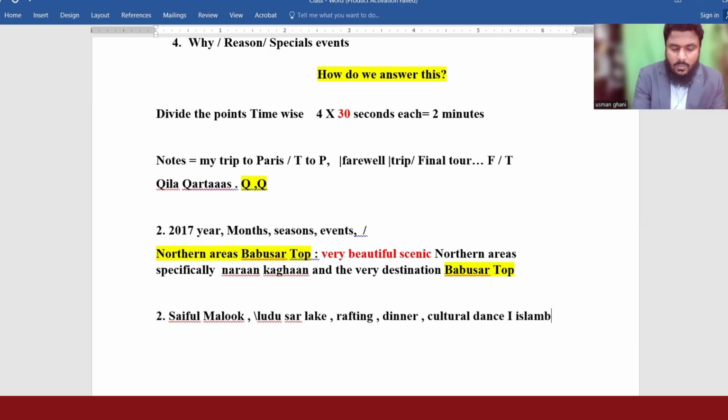Now what is necessary to be understood over here is you are not supposed to write details here in the points. You just have to write a few words. For example, you can say Ludosar Lake, you can say Ludo and Lake, for rafting you can say RAF, and for dinner you can write D only, or you can make some notes or signs which will make you remember that this is something you were to talk about. Then dinner and cultural dance. So these are a few words you can write, either your phrases or your signs. Actually you have to manage all these notes within 60 seconds.